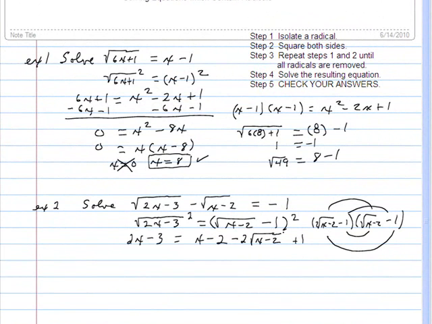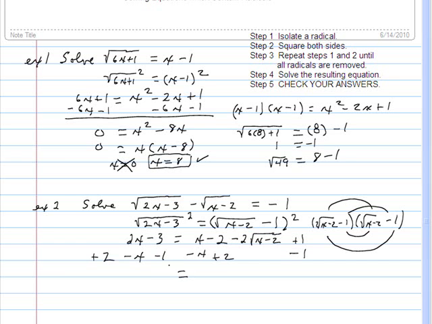Well, it says repeat steps 1 and 2 until all radicals are removed. So I have to isolate a radical again. There's only one radical left. So to get it by itself, I'll subtract x from both sides. I'll add 2 to both sides. And I'll subtract 1 from both sides.